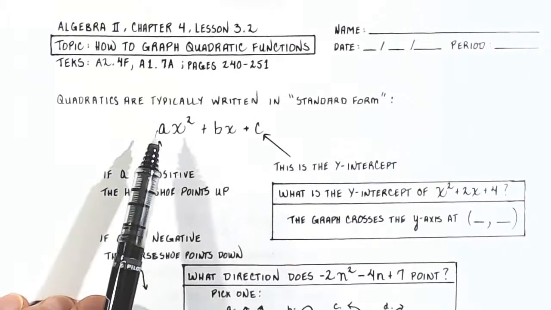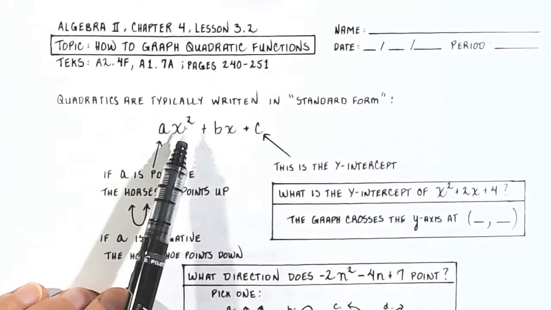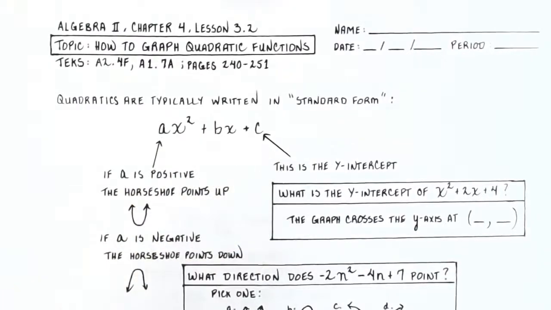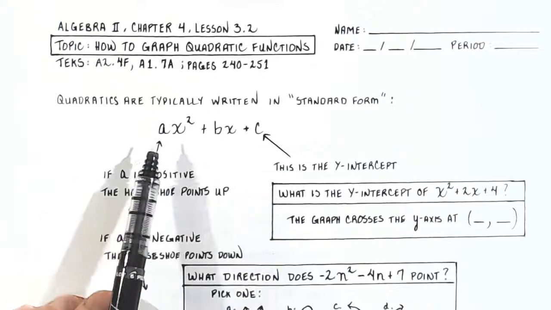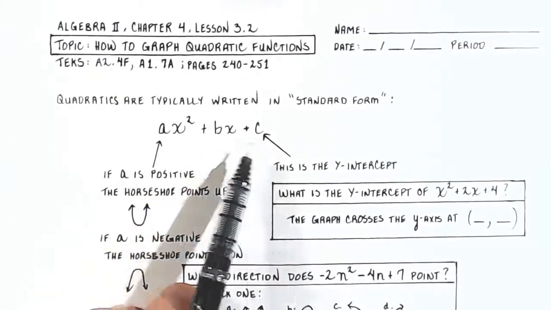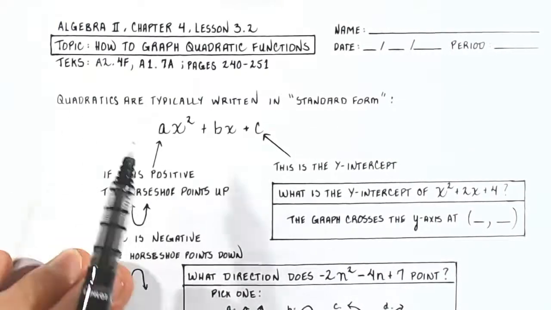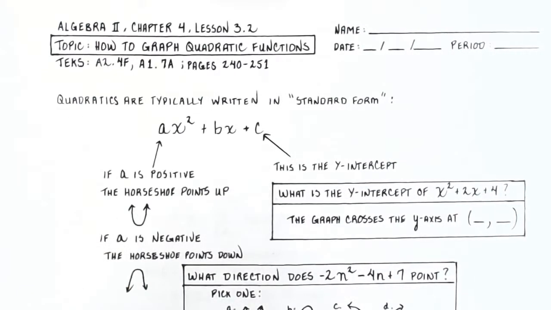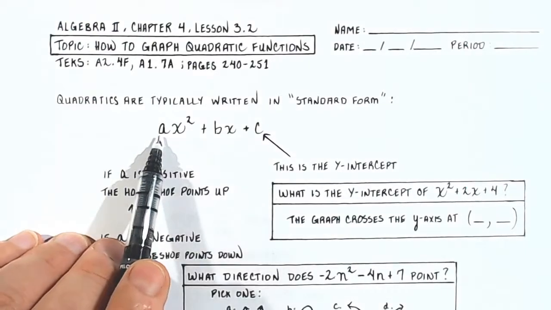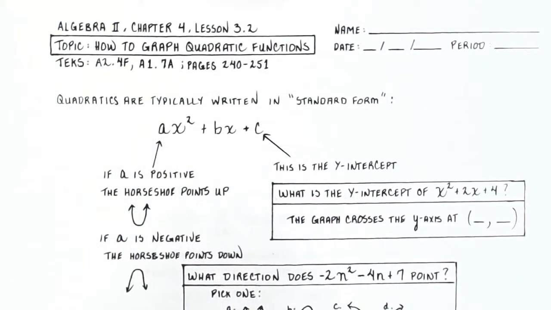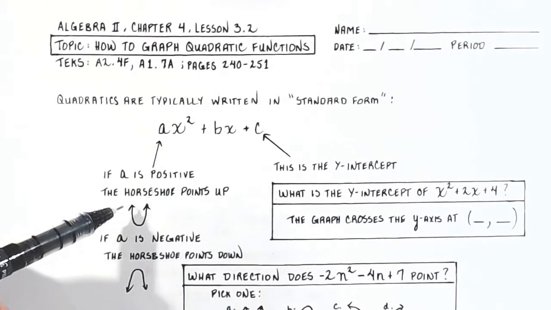So if this was 3x squared plus 2x plus 4, because the 3 would be positive, the graph would point up. If it was negative 3x squared plus 2x plus 4, then the graph would point down. If it's just x squared and there's no number in front, we assume that a value to be 1. That's really important. And that would mean that the graph would point up.